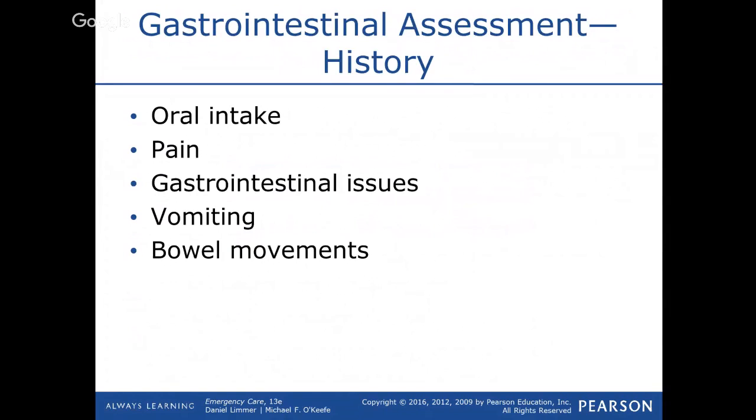So for the history and assessment, you want to ask about oral intake. What have you eaten? Well, you're eating 16 tacos a day. Please stop eating 16 tacos a day. Then pain, gastrointestinal issues, vomiting, and bowel movements. Have you had a bowel movement today? No, I haven't had one in 36 hours. You can bet if they're elderly and they haven't had one in 24 hours, they're doing something about it.